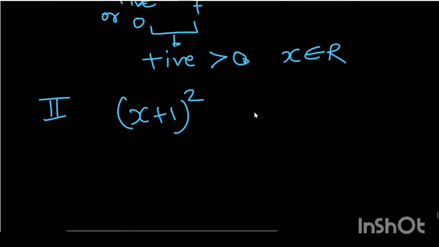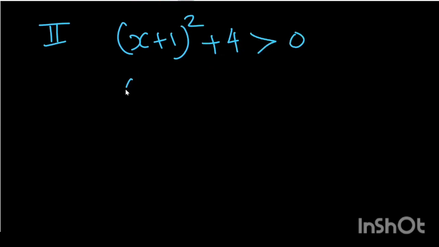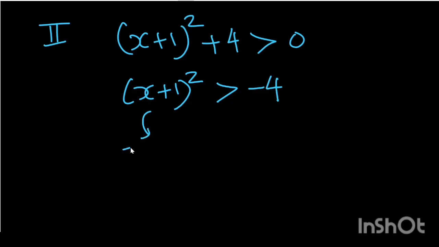So it doesn't matter whether plus 1 or plus 4, but I took plus 4. Okay, so plus 4. Second reasoning, we can think of taking 4 on the right hand side, which becomes minus 4. Okay, now this is always positive because it's a square of something.